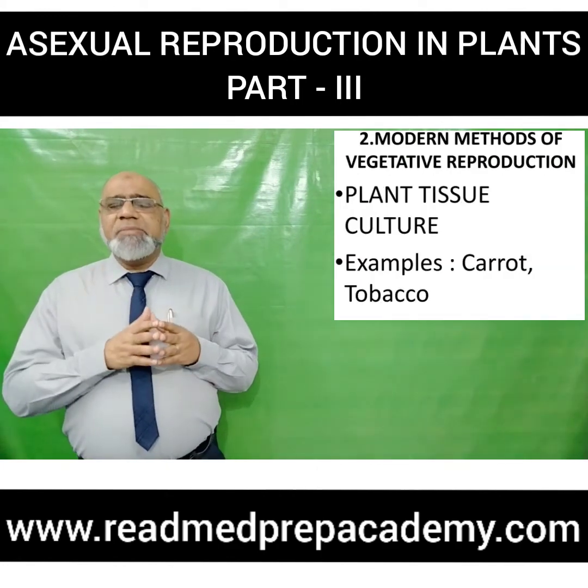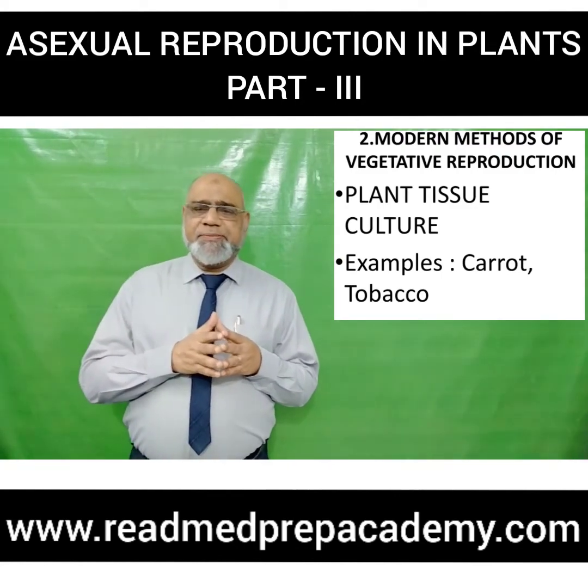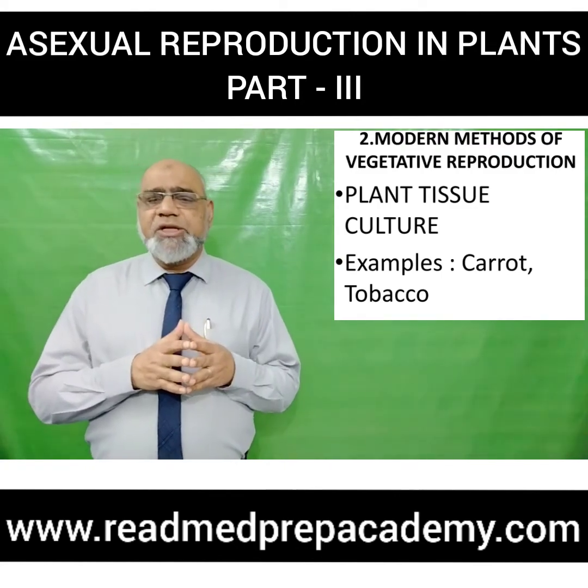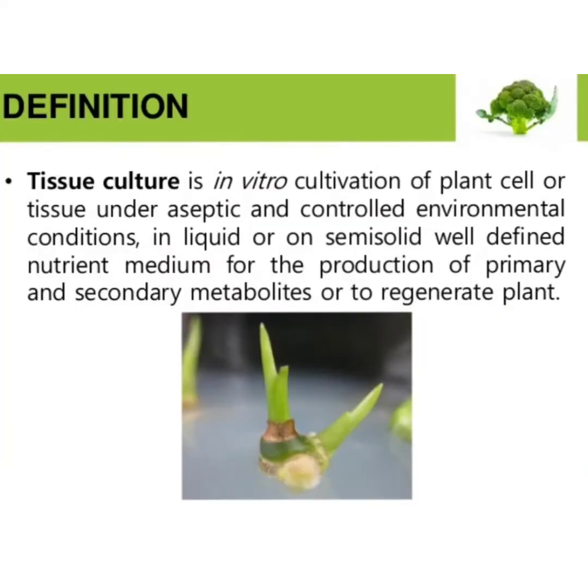Now, what are the modern methods of vegetative reproduction? Here we are going to discuss plant tissue culture. Examples of plant tissue culture are carrot and tobacco. What is the definition of tissue culture? It is an in vitro cultivation of plant cell or tissue under aseptic or controlled environmental conditions, in liquid or on semi-solid, well-defined nutrient medium, for the production of primary and secondary metabolites or to regenerate a new plant.